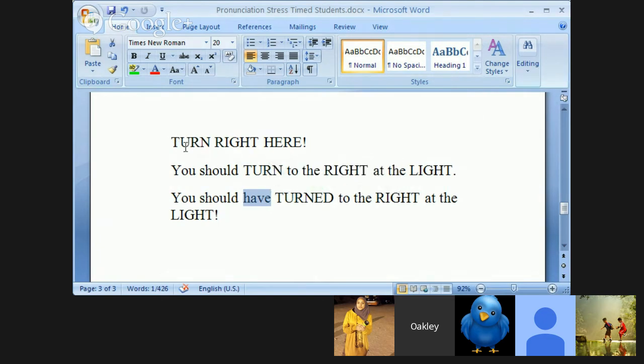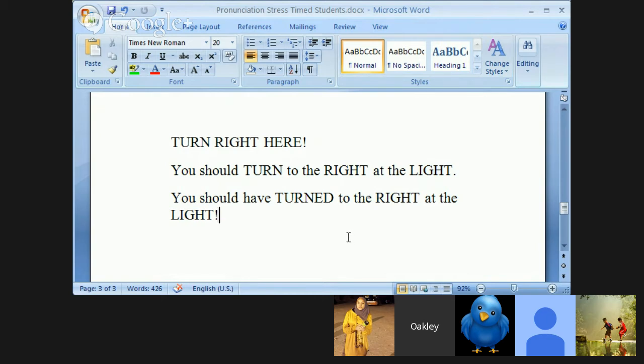Okay, now I'm going to run through it. Turn right here. You should turn to the right at the light. And finally, you should have turned to the right at the light. What am I doing? I'm reducing "you" to "ya." "Should have" becomes "shoulda." Turn to the right becomes "ta the." Again, "to," instead of being the full pronunciation, becomes "ta."